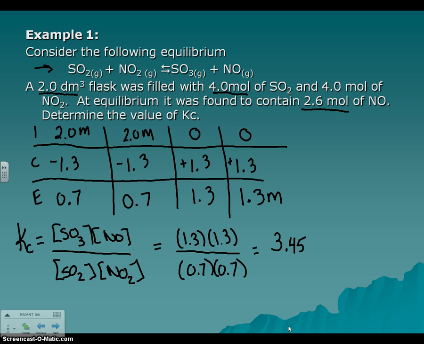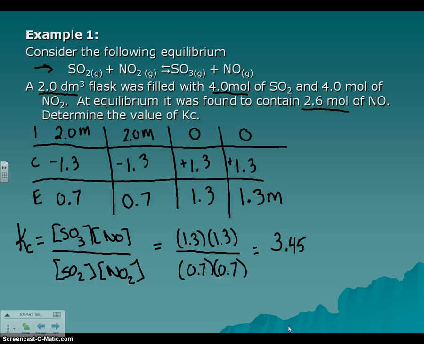Now let's take this opportunity to talk about units of Kc. Generally speaking, these constants are dimensionless. We could put in some units because we've got molarity times molarity divided by molarity times molarity, but they end up canceling each other out, so we don't have to worry about that so much. Usually we don't put units on Kc, but we could figure them out if we needed to.